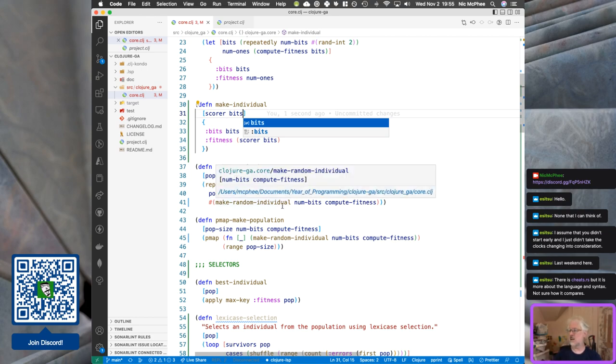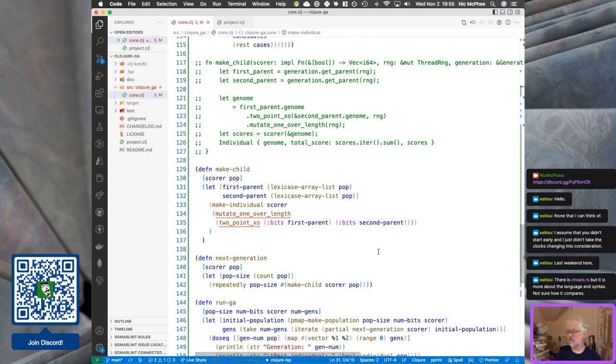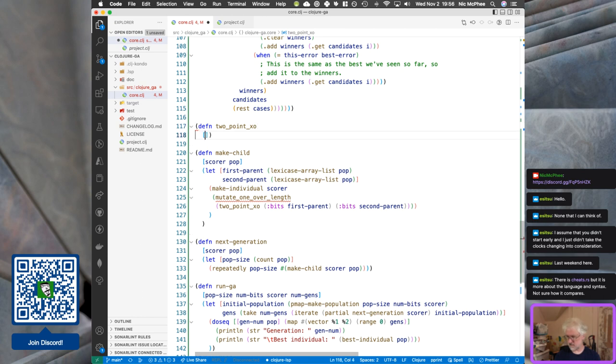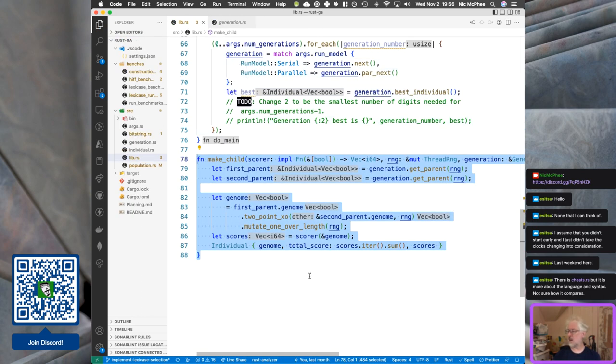So we'll fix that. And now these two things don't exist, so they need to be implemented. So we'll select two parents. We will get the bit strings, the genomes out of those two parents. We will use two-point crossover to cross them over. We'll mutate them. And then we will make a new individual that uses the given score and this bit string that's created here. Cool. So then we need to implement two-point crossover and mutate one over length. So let's actually do that.